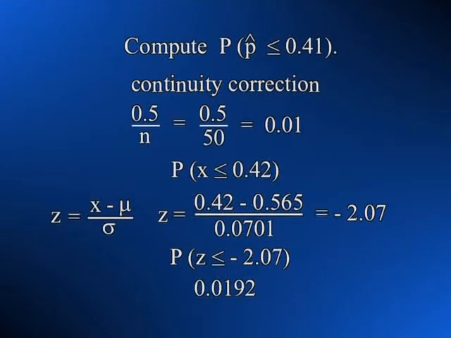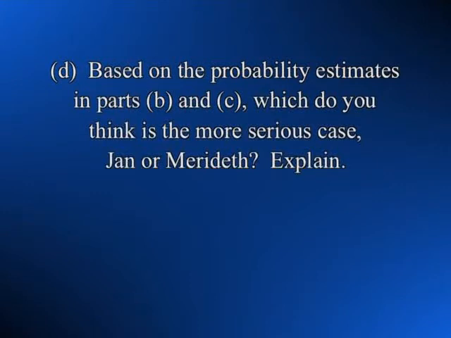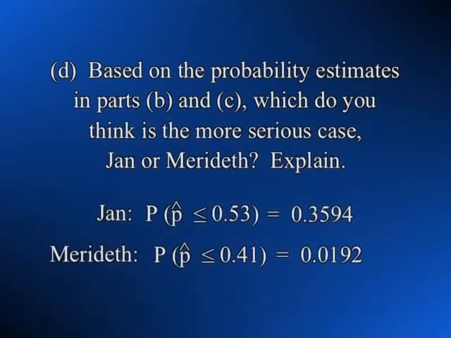Now, here's where the interpretation comes in. Consider item D. It says, based on the probability estimates in parts B and C, which do you think is the more serious case, Jan or Meredith? Explain. Well, let's recall the probabilities associated with these two studies. Remember, Jan had a probability that p hat is less than or equal to 0.53 of 0.3594, and Meredith had a probability that p hat is less than or equal to 0.41 of 0.0192.